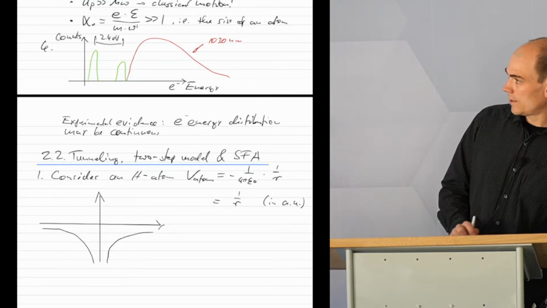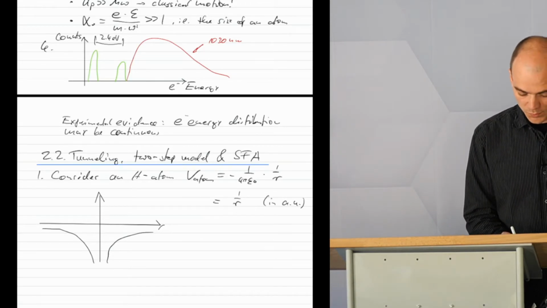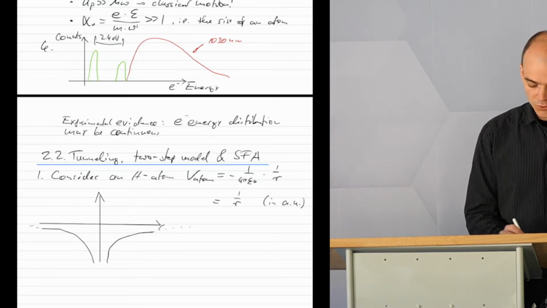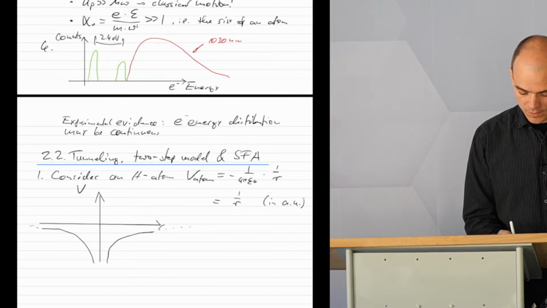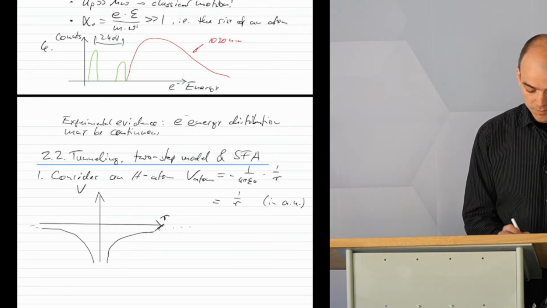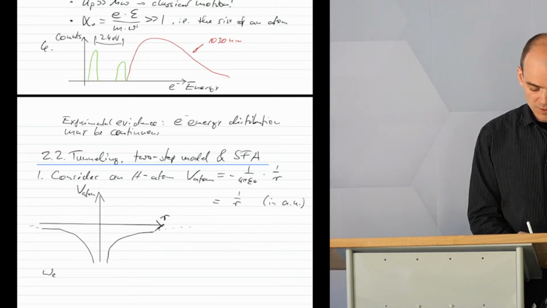Something like this, right? That's a Coulomb potential. And of course here it goes towards 0. V, and this is the radial coordinate. And now we add to this the potential of the laser.